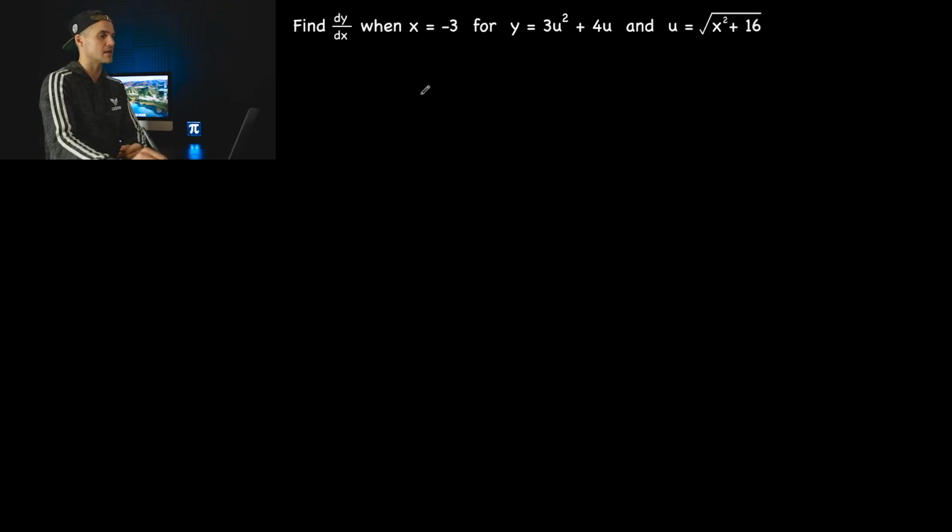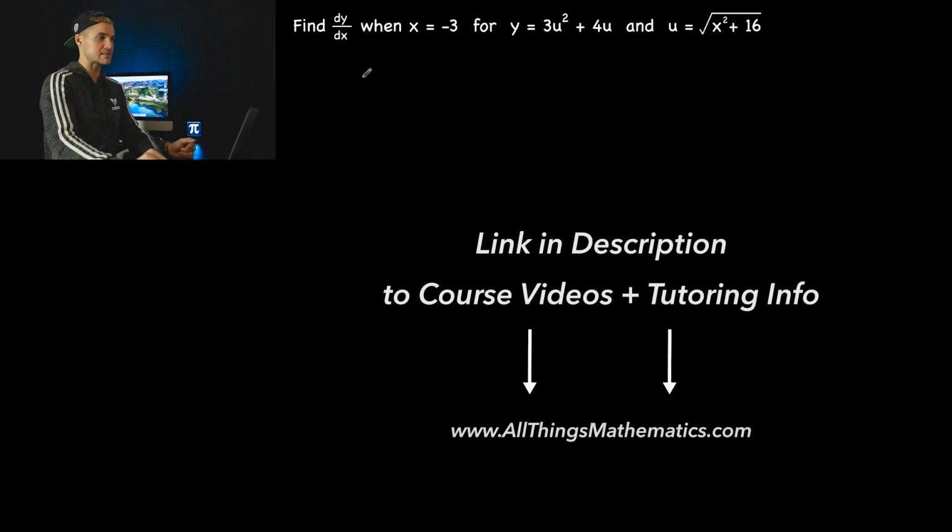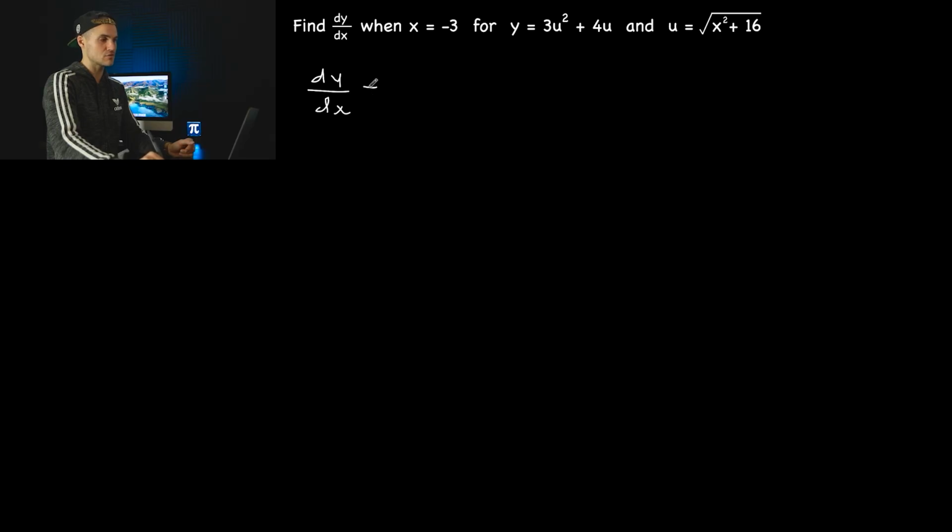Patrick here from All Things Mathematics, and moving on to the next example on the test. Here we have to find dy/dx when x is -3, for when y is equal to 3u squared plus 4u, and u is equal to the square root of x squared plus 16. So hopefully, when you read this, you could recognize that we're going to be using Leibniz notation to find this dy/dx, which is a different type of chain rule.